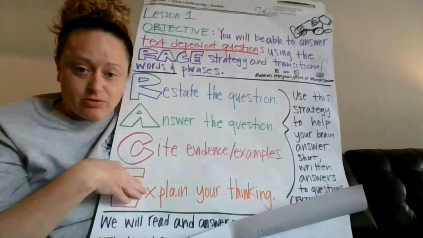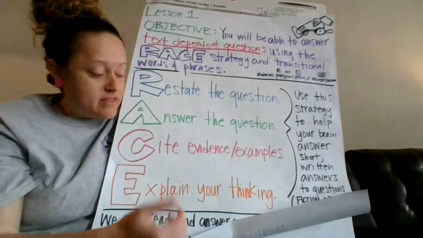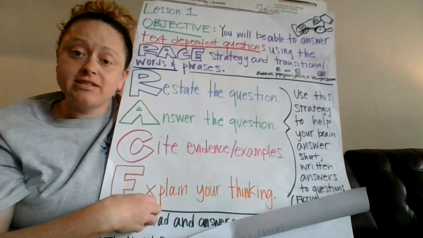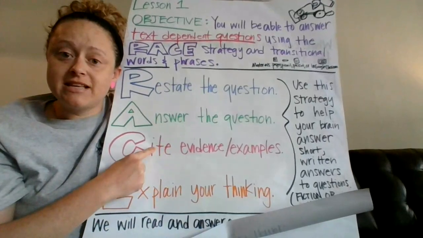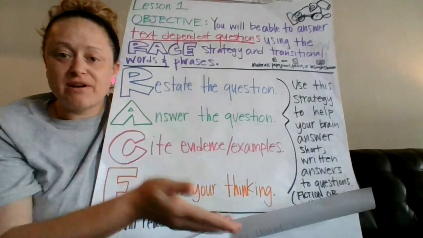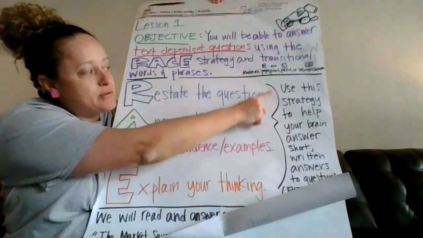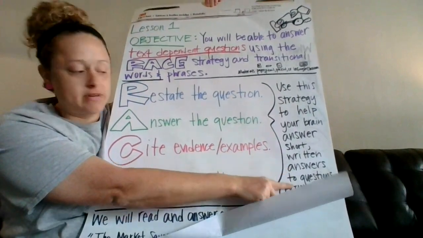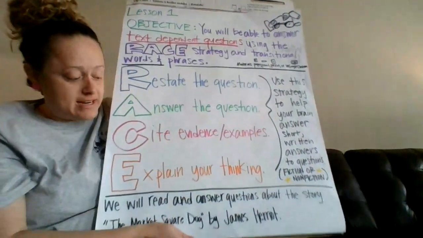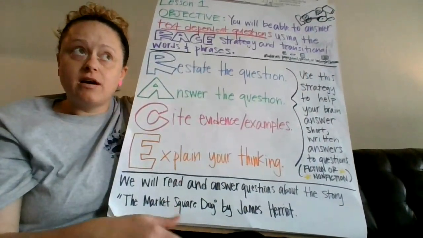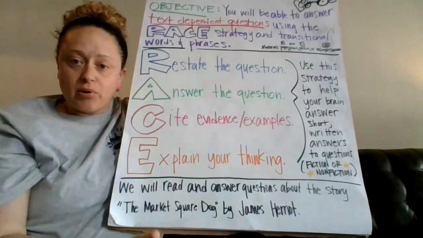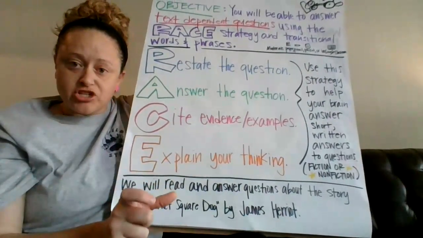And then finally, you're going to explain your thinking. Now, this part for me, and I think for students, is the hardest because you have to come up with your own words to say exactly why your evidence supports your answer. And sometimes that can be tricky, but the more you practice this skill, the better you'll get. So we use this strategy to help your brain answer short written responses, and you can use it for fiction or nonfiction. So either type of writing or reading, you can reply using this response. And when you use this, you have all the components of a great written response for a short answer question.